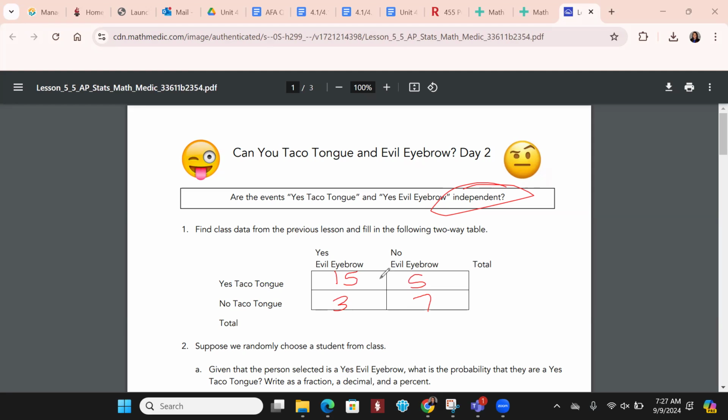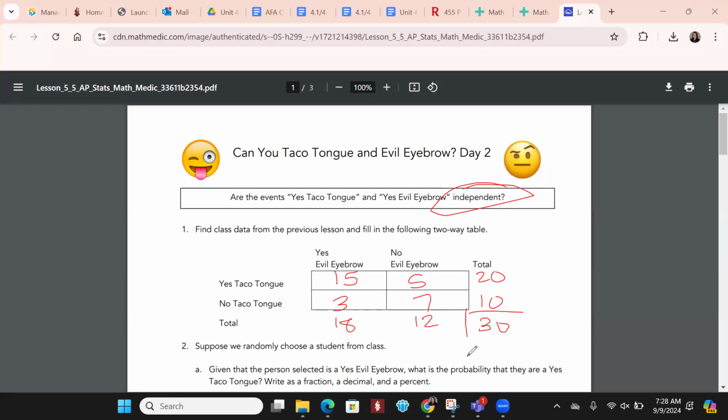So what is the first thing we do when we have two-way tables? You add up the totals on the sides. So 15 plus 5, 3 plus 7, and 15 plus 3. And then 20 plus 10. All right, cool. So we always add up our totals on the side. That's the first thing that we do.